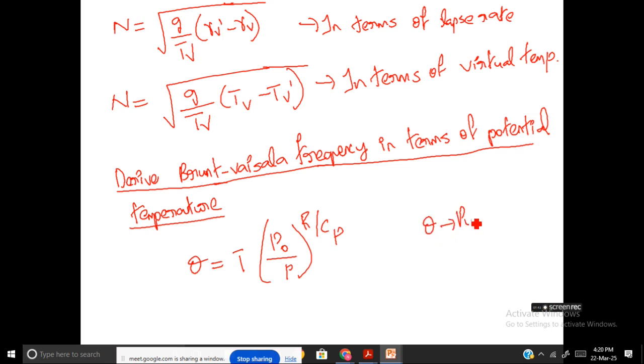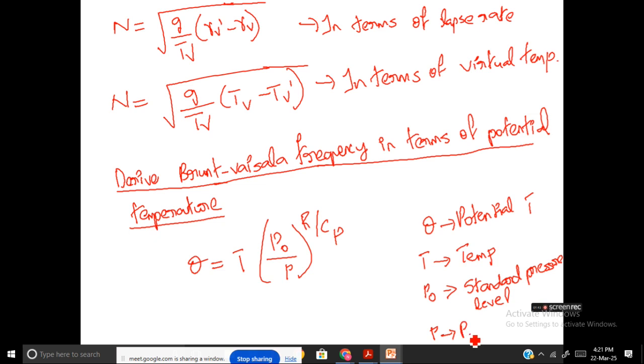So theta is the potential temperature, T is the actual temperature, P0 is the standard pressure level, which is generally taken as 1000 hectopascal, and P is the pressure level at which the parcel is. And R, we know, is the specific gas constant. Cp is the specific heat at constant pressure.